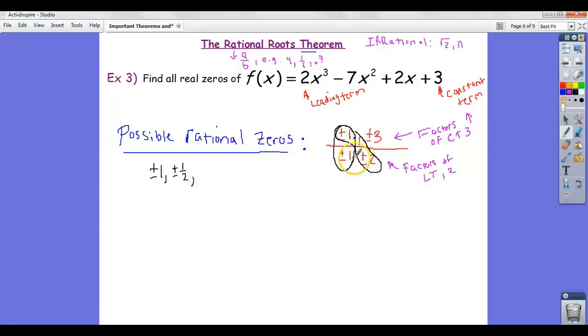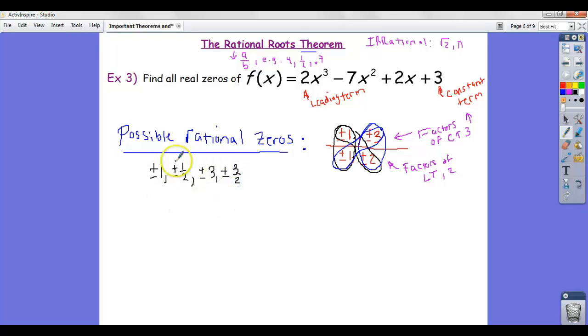That's it for the 1's on the top. Let's try with the 3's on the top. Well, plus or minus 3 divided by plus or minus 1 results in a plus or a minus 3. And then you could also do plus or minus 3 divided by plus or minus 2, which gives you a plus or minus 3 halves.